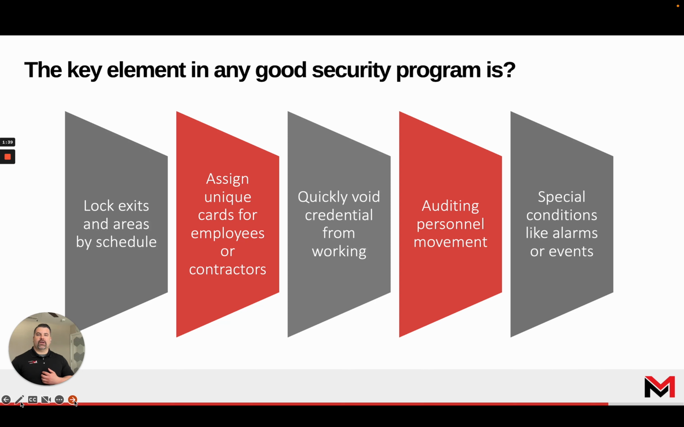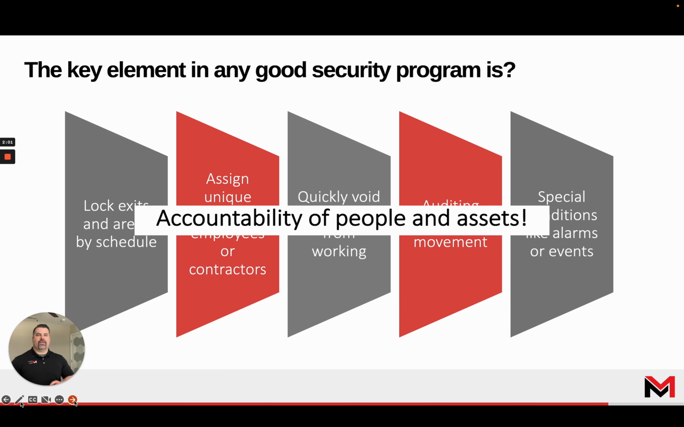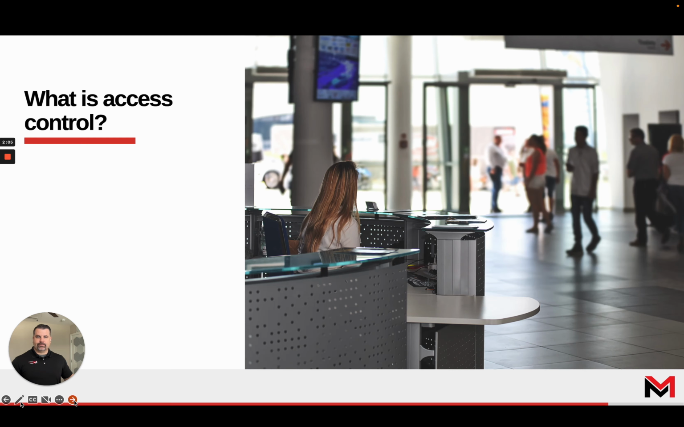And then last, we also get special conditions around things like a fire alarm, where there's some sort of a concern in the building and we need to notify and be able to control access to allow people to exit. Or maybe there's some sort of an incident outside the building that requires a lockdown to control people and have them remain in the building for various reasons. So an access control system is a key part of that. Ultimately, it's all about the accountability of people and assets around the facility.